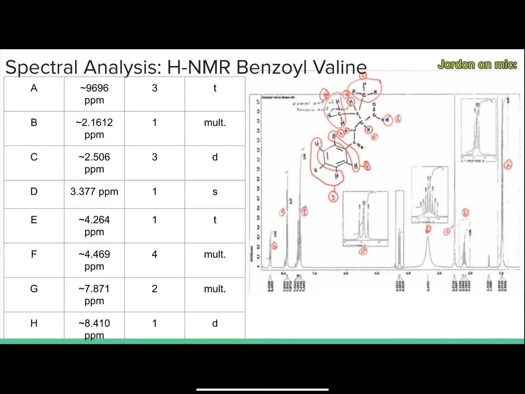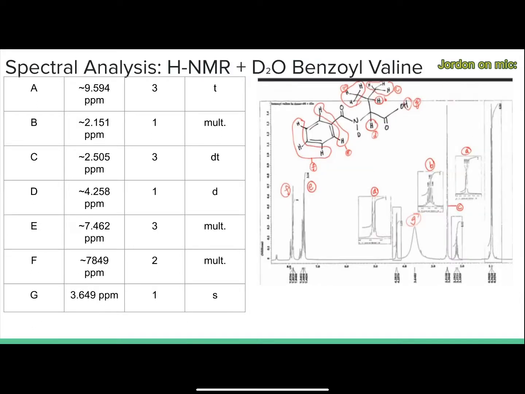Protons D at 3.3 ppm, integrating for 1 and is a singlet. Protons E at around 4.2 ppm, integrating for 1 and is a triplet. Protons F at around 4.4 ppm, integrating for 4 and is a multiplet. Group G at 7.8 ppm, integrating for 2 and is a multiplet. And protons H at 8.4 ppm, integrating for 1 and is a doublet.